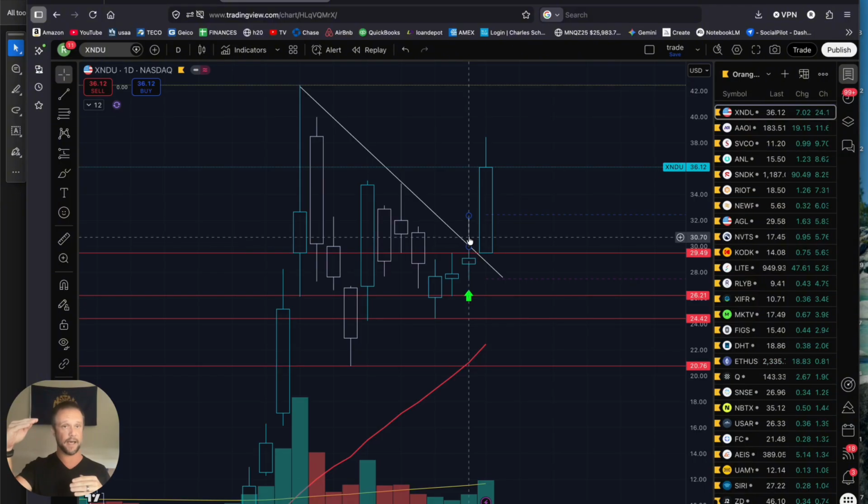So if you think about a step, what is a step? A staircase. It's a higher high and a higher low. A higher high and a higher low. Right? 2 steps forward, 1 step back.